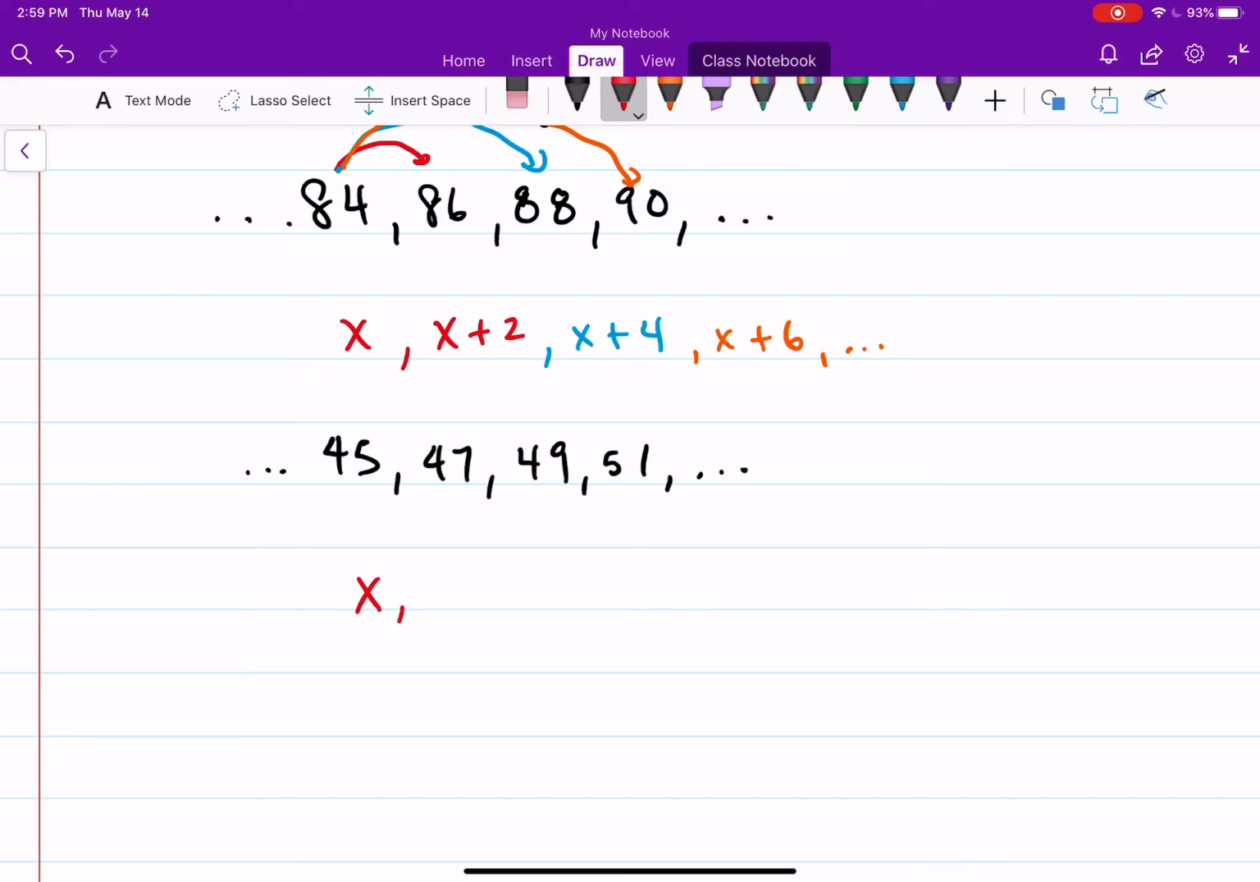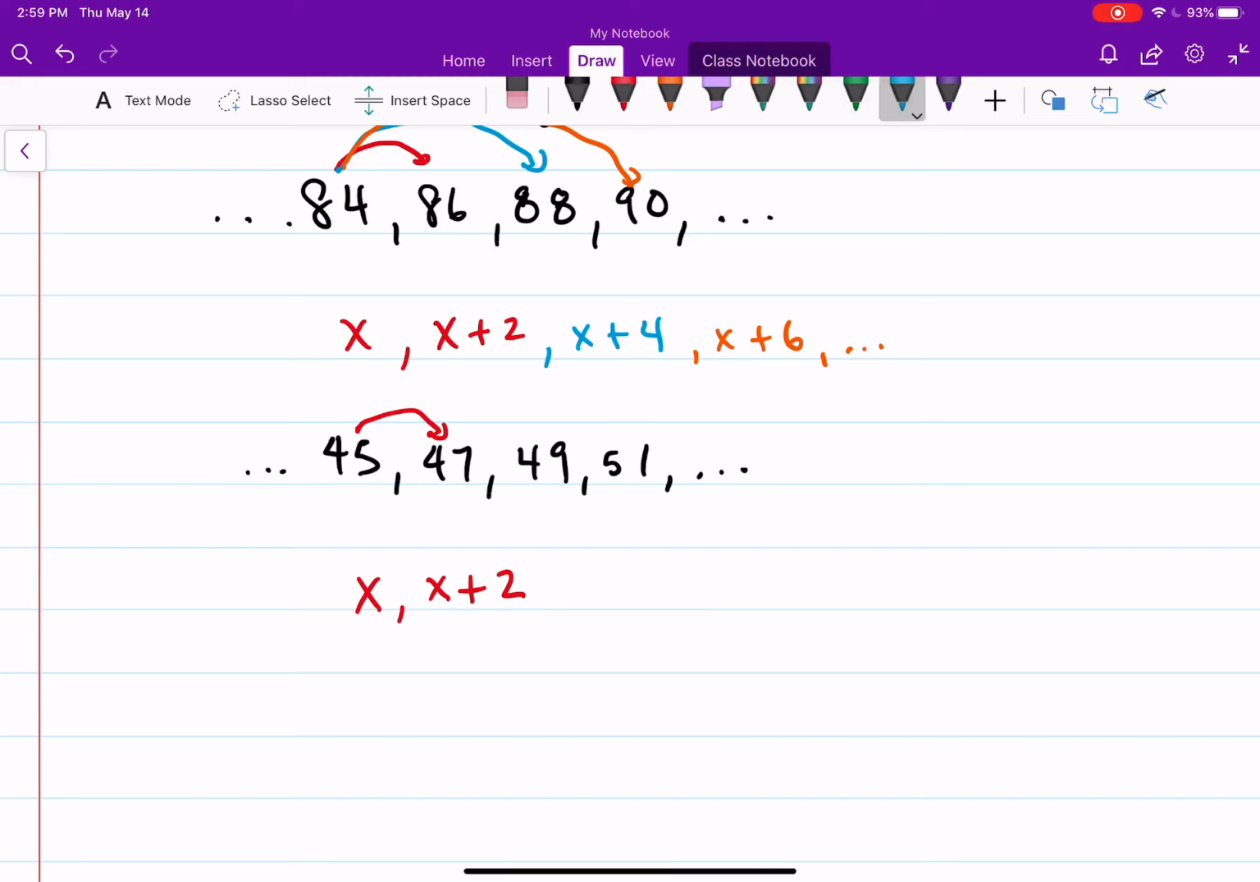What did I do to 45 to get to 47? What was that again? Oh, you also added 2, right? You were initially going to say, oh, it's odd, so I'm just going to add 1, add 3, add 5. Well, that doesn't work, okay? I would add 2 to 45 to get 47.